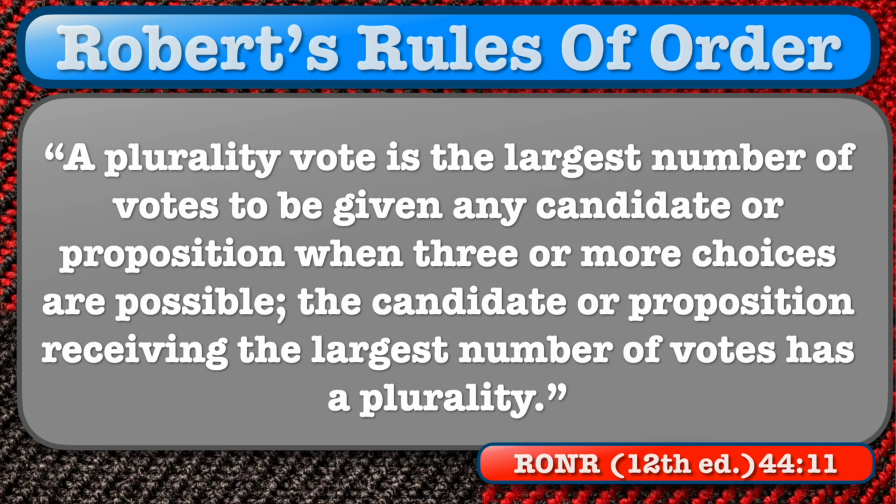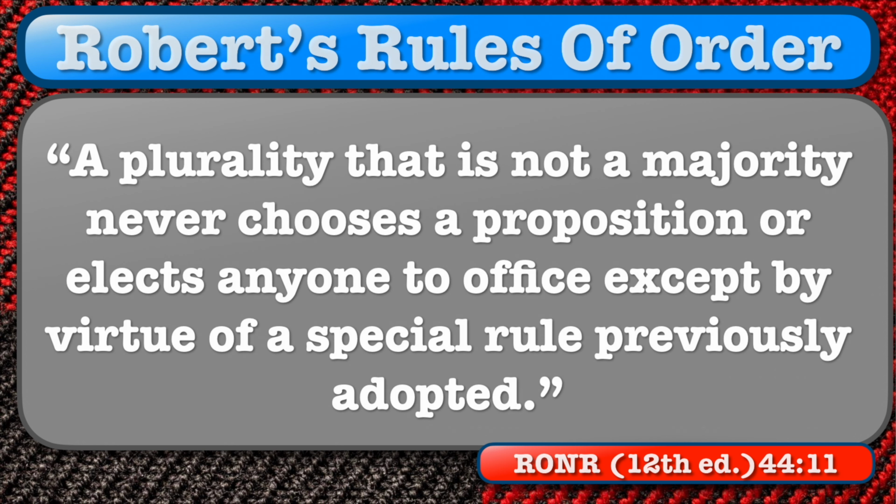In regards to a plurality vote, Robert's Rules of Order provides the following. A plurality vote is the largest number of votes to be given any candidate or proposition when three or more choices are possible. The candidate or proposition receiving the largest number of votes has a plurality. Robert's Rules of Order goes on to say, a plurality that is not a majority never chooses a proposition or elects anyone to office except by virtue of a special rule previously adopted.